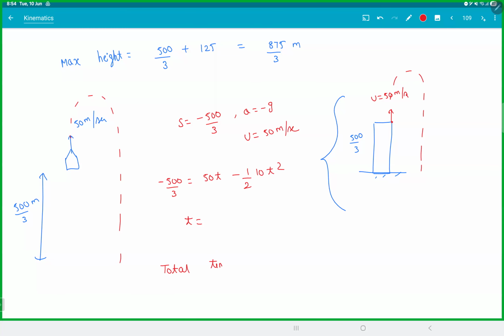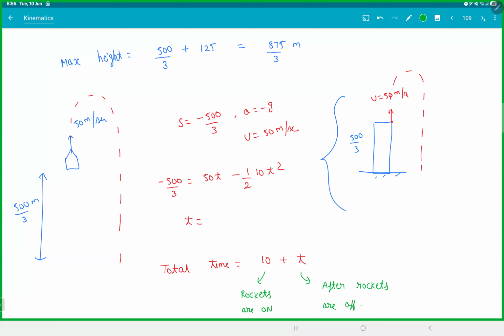So the total time will be initially 10 seconds when the rockets were on, and then plus t. That would be the final answer. The question was total time in air, isn't it? So for 10 seconds, you traveled. So this is the time when the rockets are on. This is the time its rockets are off. So the total time in air is 10 plus t.